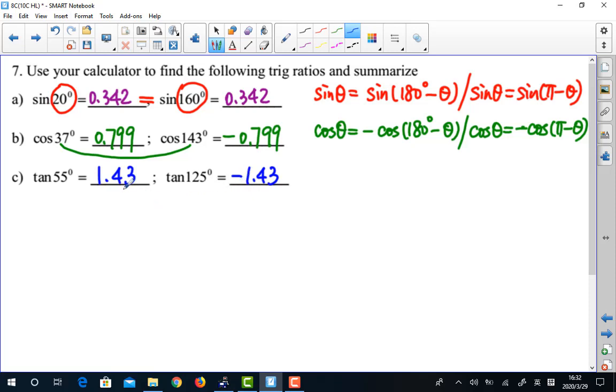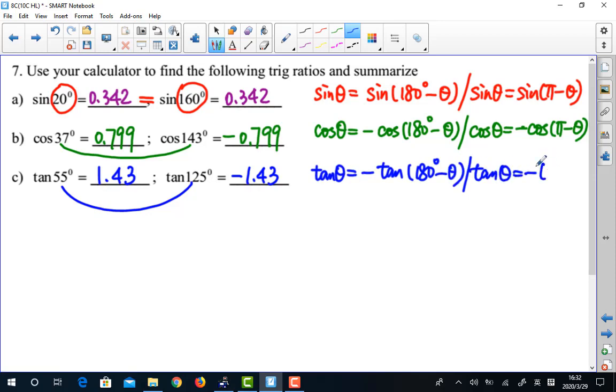The same can be applied for the last example. These two angles are supplementary and their tangent ratios are opposite to each other. Therefore, tangent theta equals negative tangent of 180 degrees minus theta. Or in radians, it's tangent theta equals negative tangent of pi minus theta.